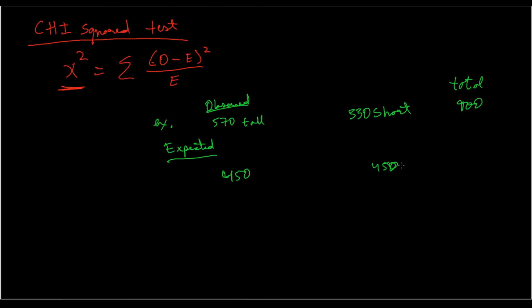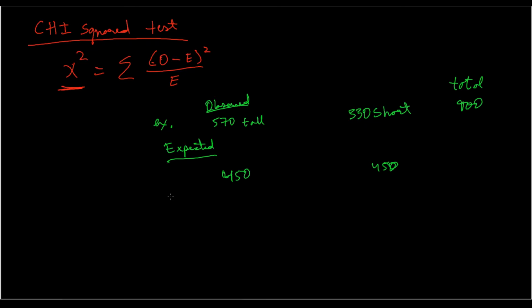So why is it 450 and 450? Remember, it's because we only have two different choices, and we would expect people to fall into those two choices equally. That's what we're going to try to see: whether there is actually a significant difference between the number of tall people and the number of short people for us to make a conclusion about it.